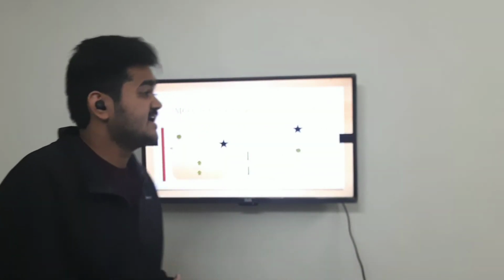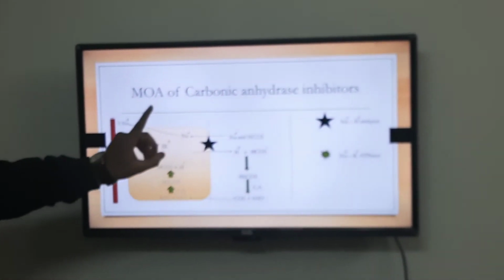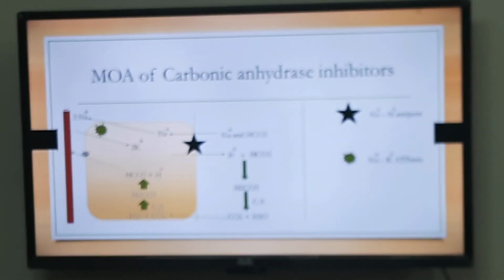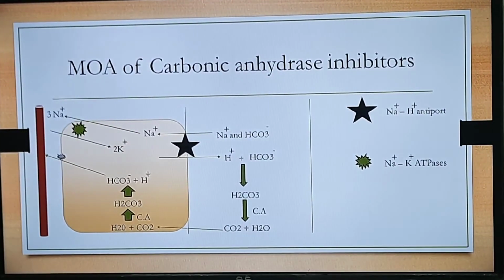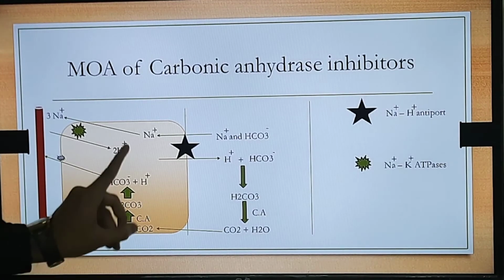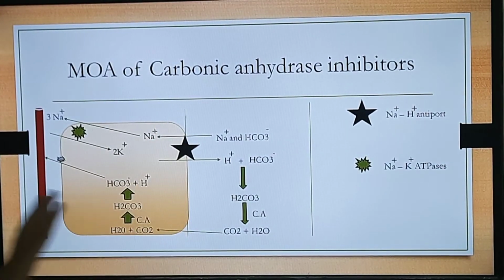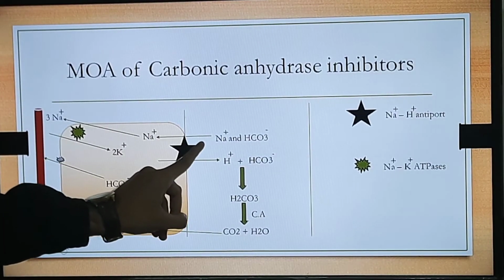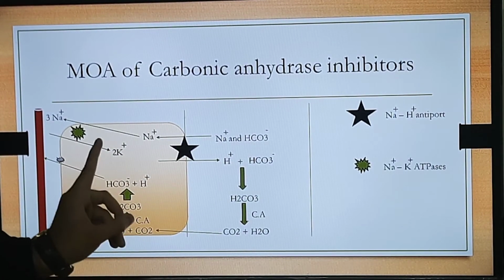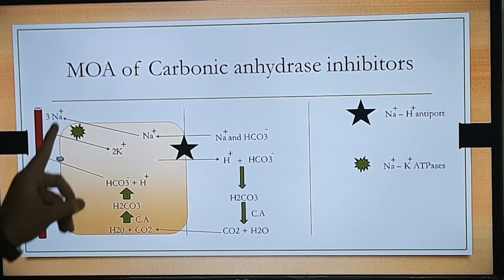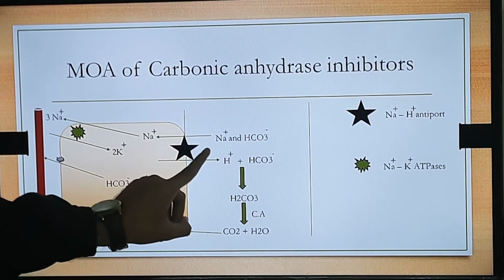So if sodium has to go inside, it needs certain kind of carrier proteins, and this carrier is known as the sodium hydrogen antiport system. So here this star is representing our sodium hydrogen antiporter. Here, the sodium which is on the luminal side is getting reabsorbed into this particular cell in exchange for one hydrogen getting released from this cell into this particular lumen.